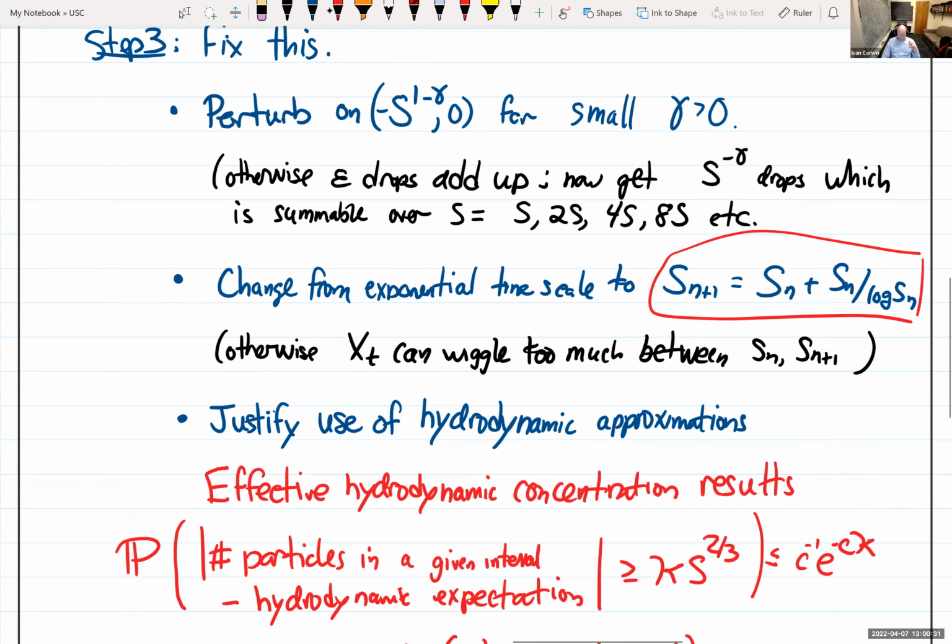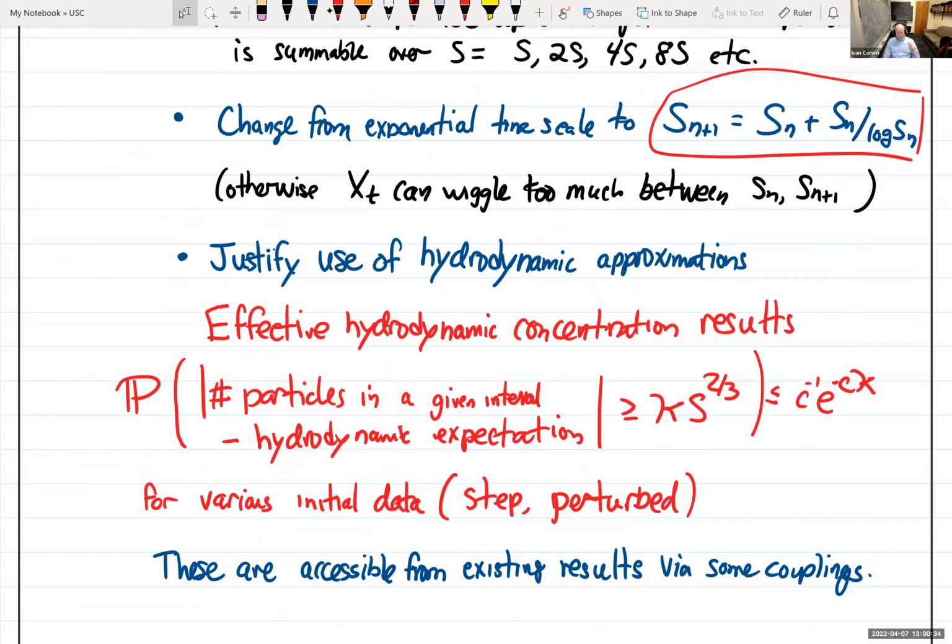And so for this, what I really need is something called an effective hydrodynamic concentration result, which says that I can control the number of particles that live on smaller intervals than the size of the hydrodynamic limit, with better precision than hydrodynamics gives me, and with some exponential tails. This is just an example of the type of result, and the ability to prove it relies very much on exact formulas. I'm not going to go into the details, but once you have these, you can establish with various couplings the result that I claimed for TASEP.